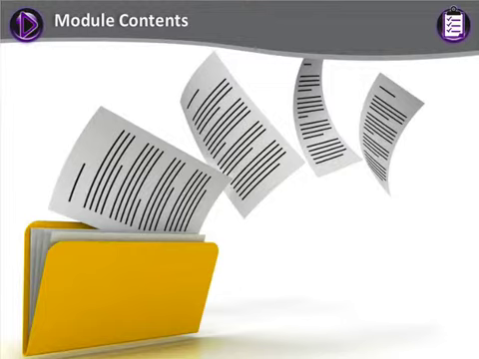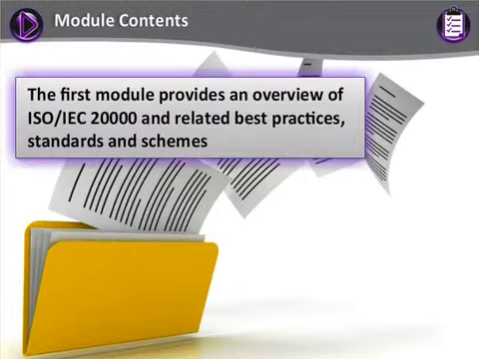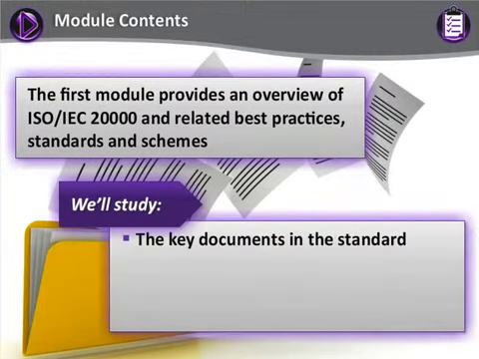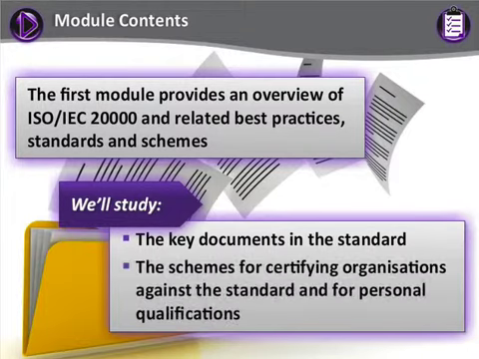Let's start looking in more detail at the modules within the course. Module 1 provides an overview of the ISO 20000 standard, providing the context for what we are going to be studying in this course. We look at the key documents that make up the standard and how they relate to each other, before we study them in more detail later in the course. We also examine the ways in which organizations can be certified against the standard and how individuals like yourself can be qualified in the use of the standard.